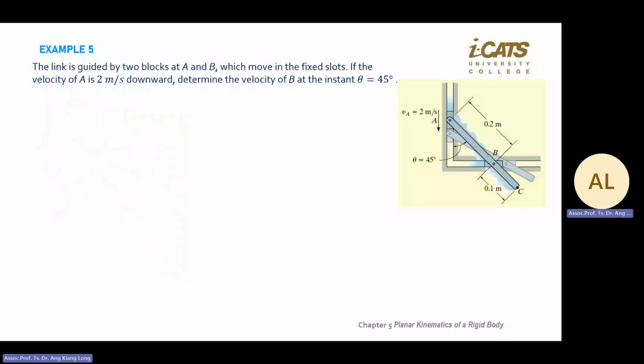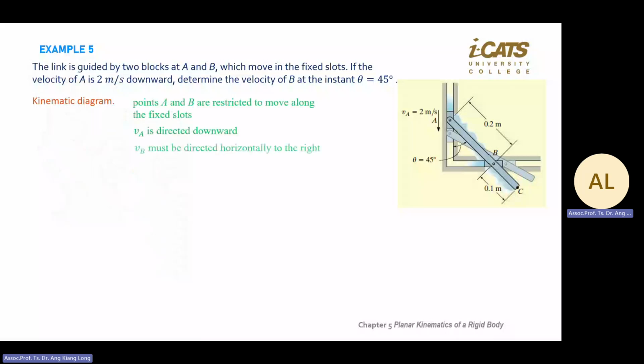So the question asks you, if the velocity of A is given downward, find the velocity of B when your angle from the wall here reaches 45. Okay, so before we start, B will be here and A will be on the top, right? So what you do, there are two ways, there are two solutions here.